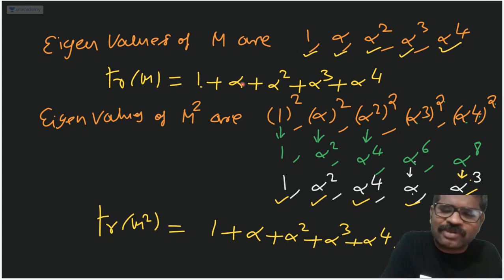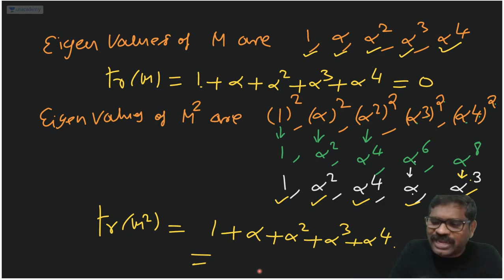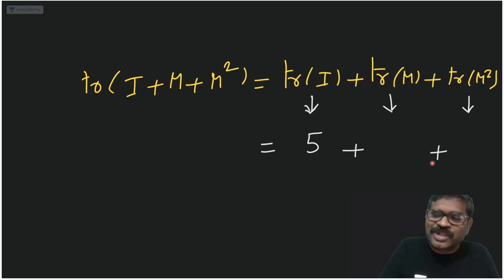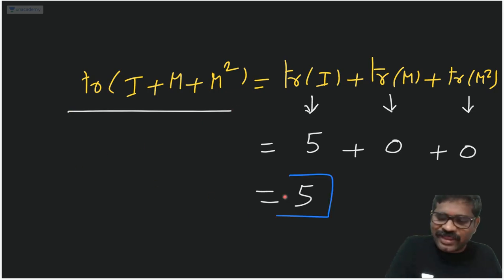If this value is 0, trace of M is nothing but 1 plus 0, and trace of M square is also 0, because it is 1 plus alpha square plus alpha cube plus alpha power 4. So trace of M is 0 and trace of M square is 0. 5 plus 0 is 5. Therefore, trace of I plus M square is 5. The answer is 5. Got it?